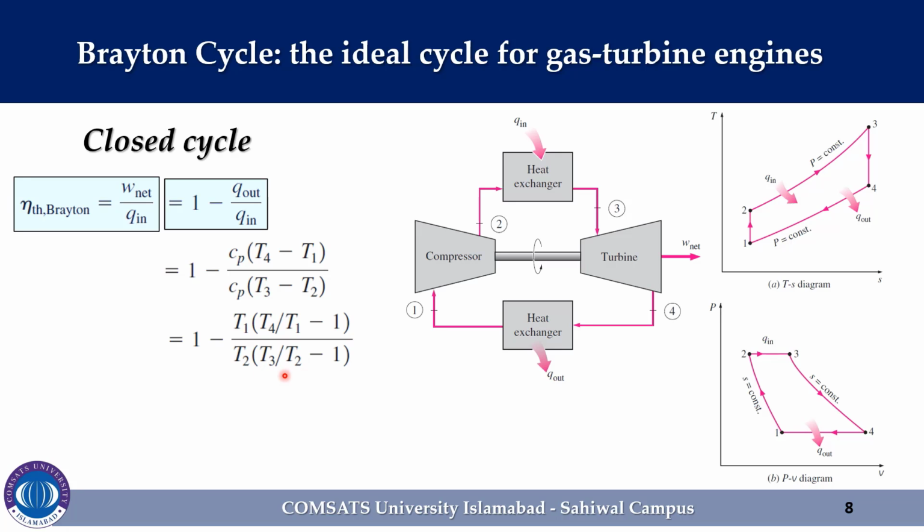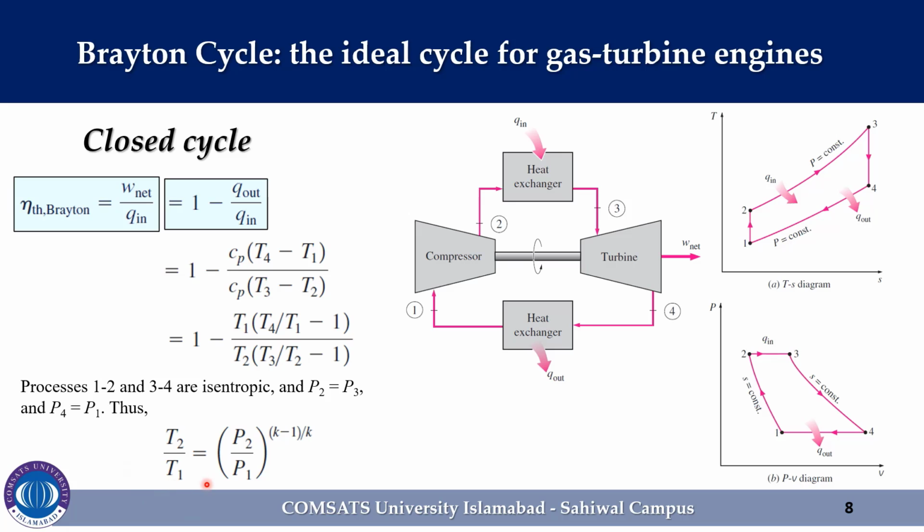As we know, the processes 1 to 2 and 3 to 4 are isentropic processes, and the processes 2 to 3 and 4 to 1 are constant pressure processes. So we can write P2 is equal to P3 and P4 is equal to P1. From the thermodynamic property relation, T2 over T1 is equal to (P2 over P1) to the power (K minus 1) over K. Here K is the specific heat ratio.